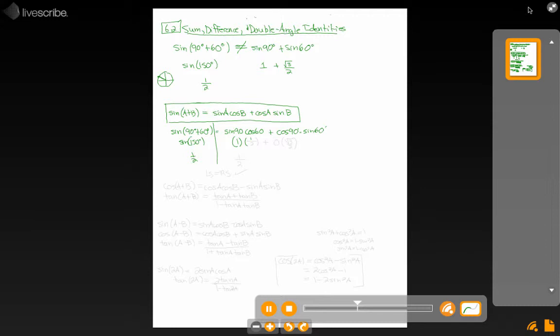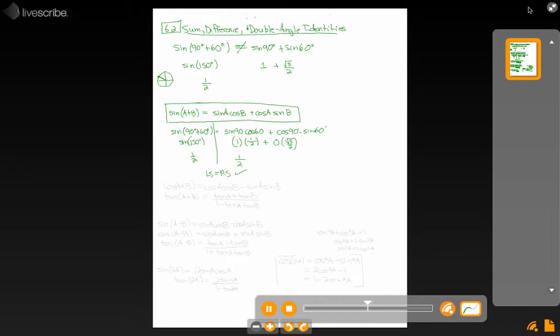We have sine of 90, which is 1, cos of 60, which is a half. Cos of 90 is 0. Sine of 60 doesn't really matter now since that's multiplied by 0, but we do end up with 1 times a half plus 0, which equals a half. We get the left side equal to the right side, so we've at least verified that the identity works.